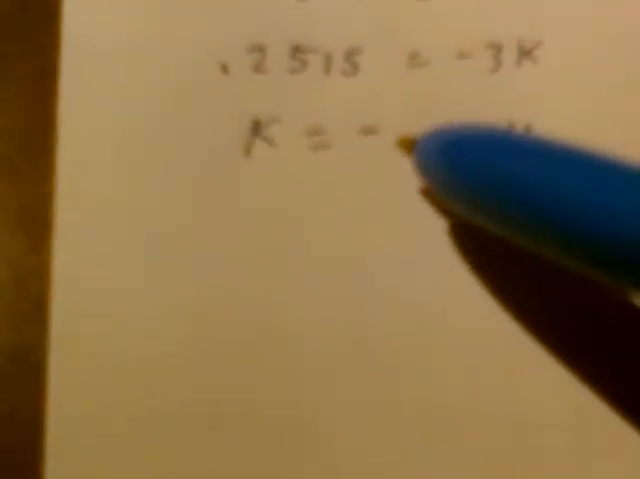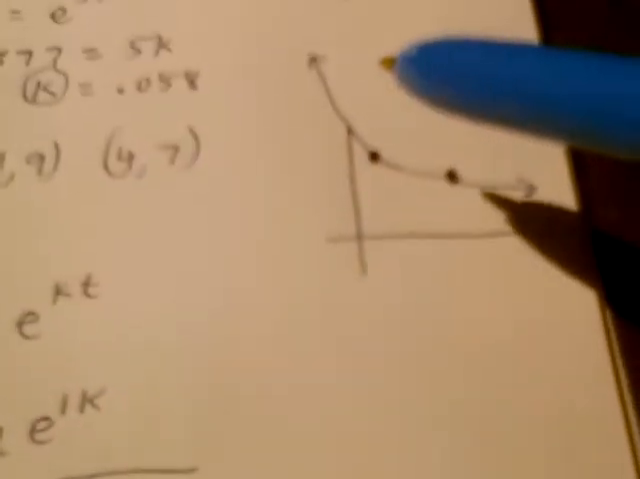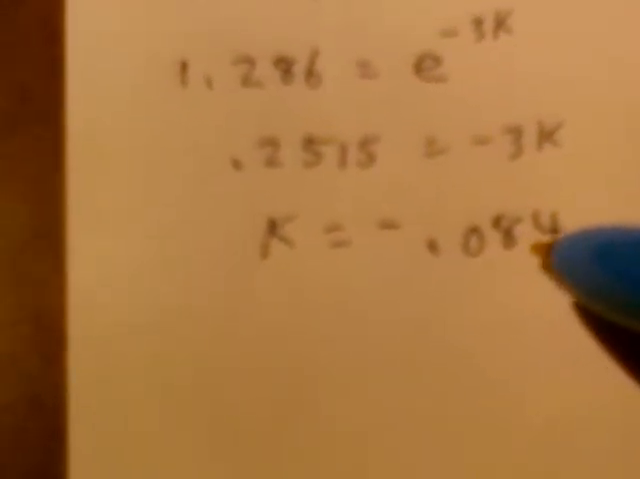So divided by negative 3 equals, so k equals negative 0.084. And that should make sense to you that this is negative because we're having a decay. So this is decreasing. It's decreasing by like 8% or 8.4%.